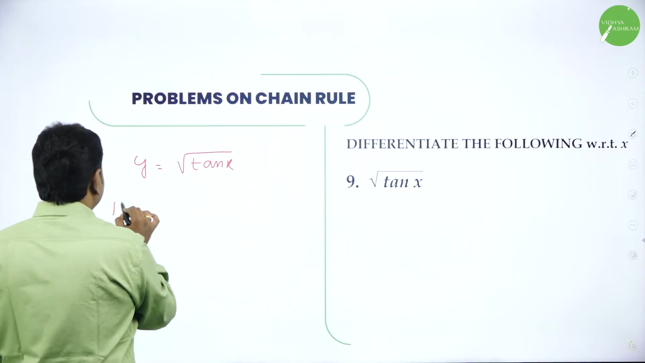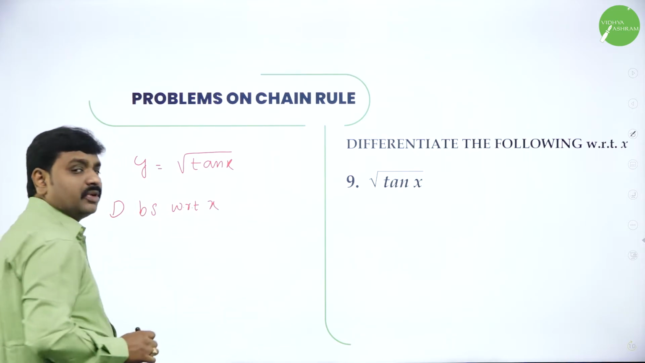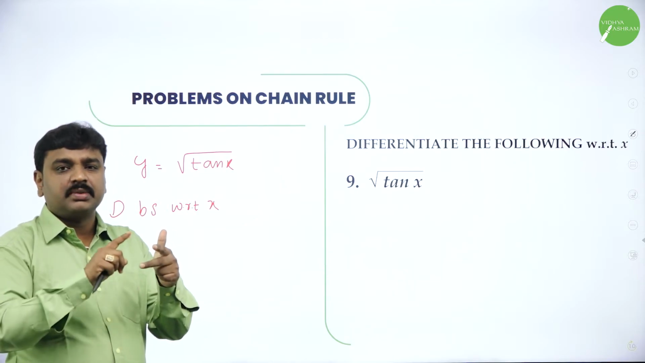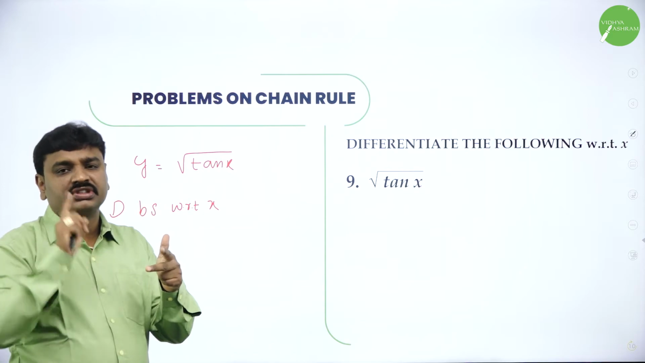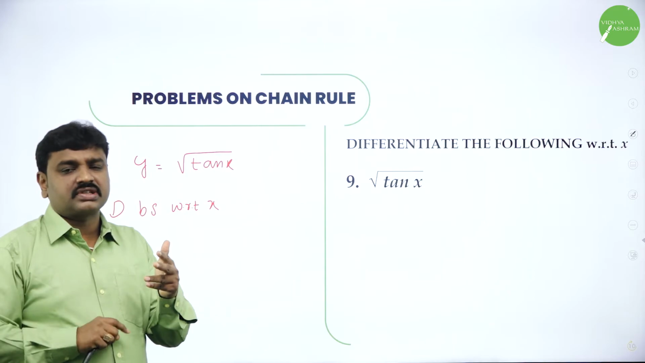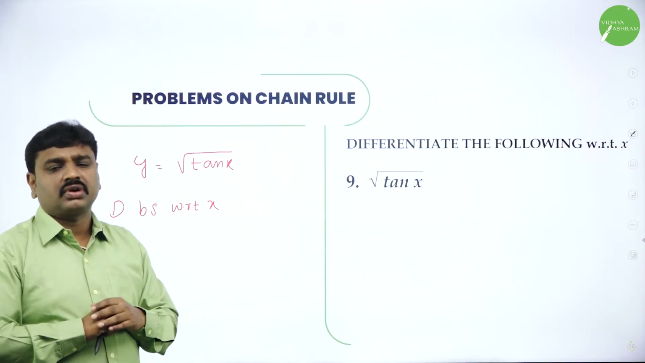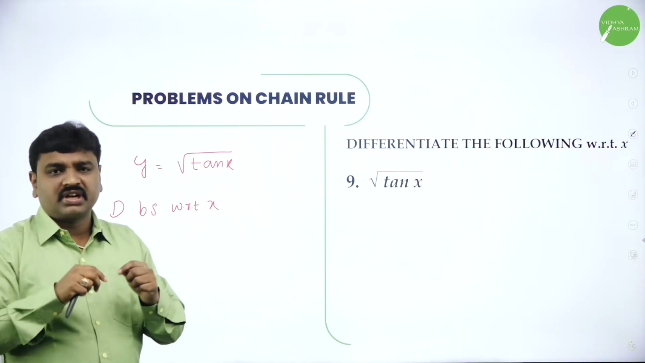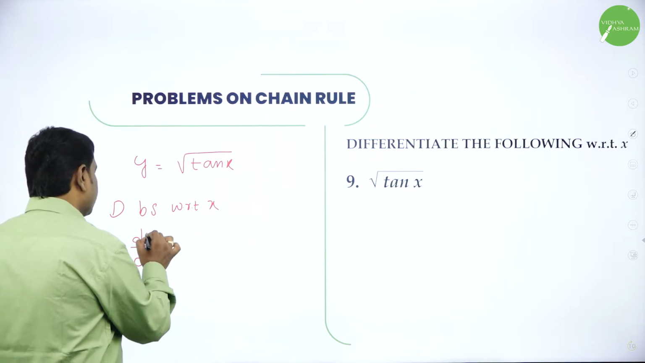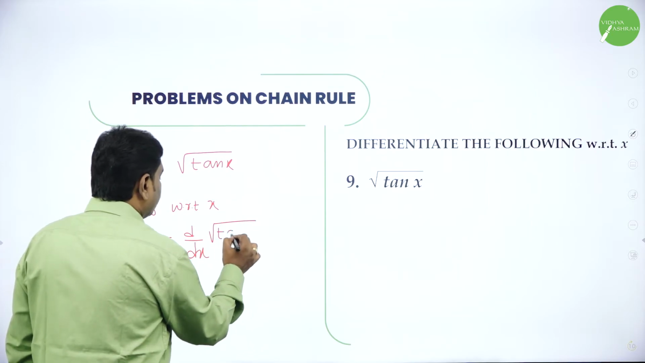And I'll differentiate both sides with respect to x. First you should be thorough with all the trigonometric formulae. Derivative of sin x is cos x. d by dx of cos x is minus sin x. d by dx of tan x is secant square x. What is d by dx of tan x? Secant square x. That you should be thorough with. Derivative of cot x is minus cosecant square x. Derivative of secant x is secant x into tan x. Derivative of cosecant x is minus cosecant x into cot x. First you should be thorough with the formulae of trigonometric functions. So now differentiate both sides with respect to x. So it will become d by dx of y equal to d by dx of root tan x, and it is in the form of root of f of x.